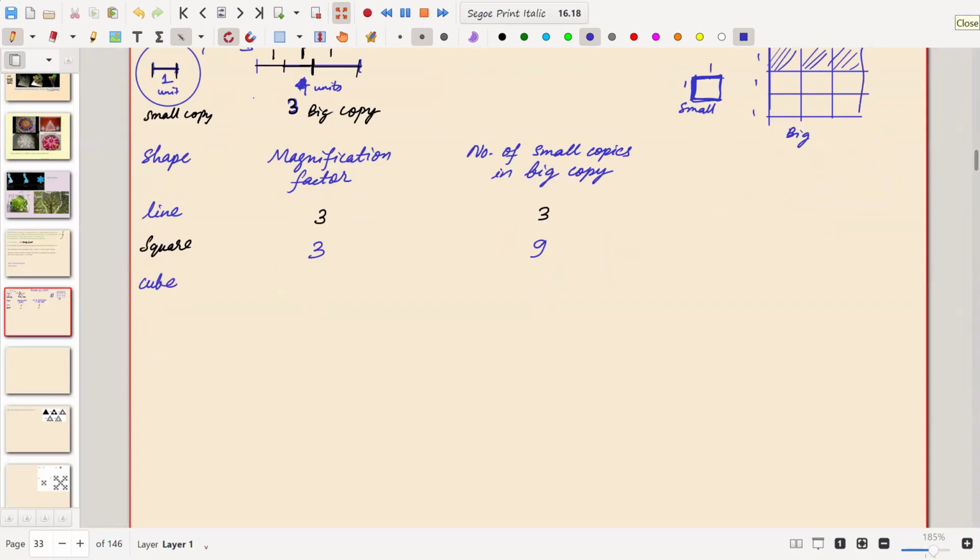Let us take a cube. A cube of unit length. Now I'm asking you a question like this one.